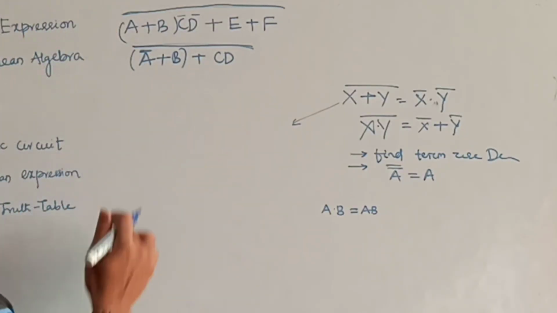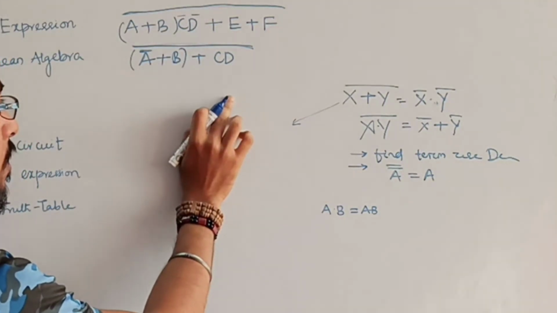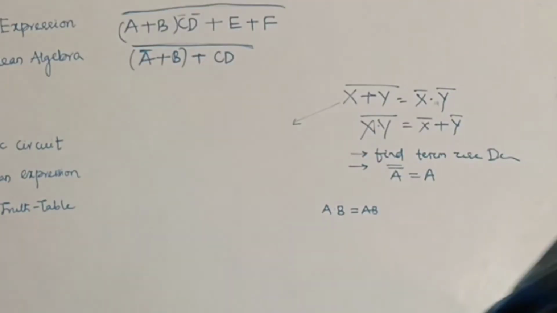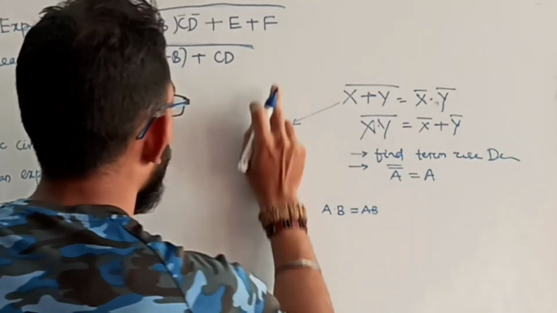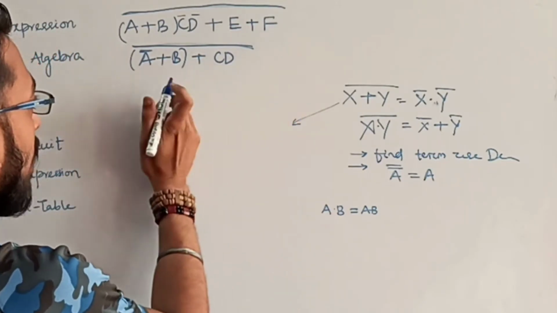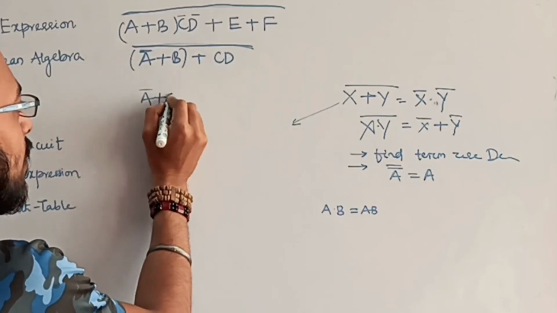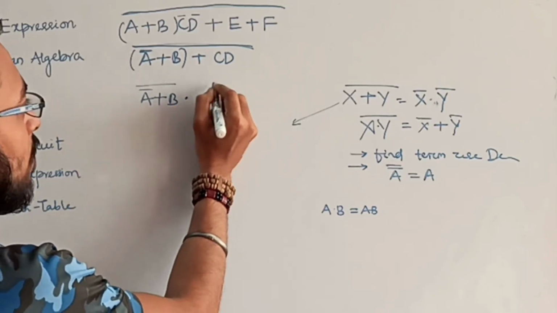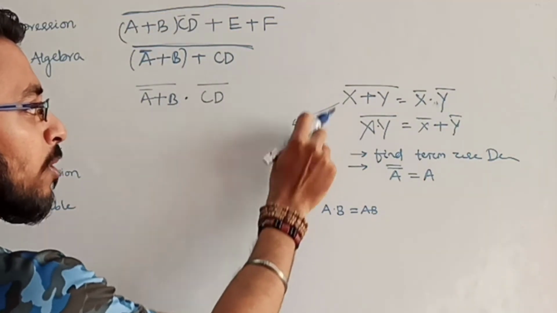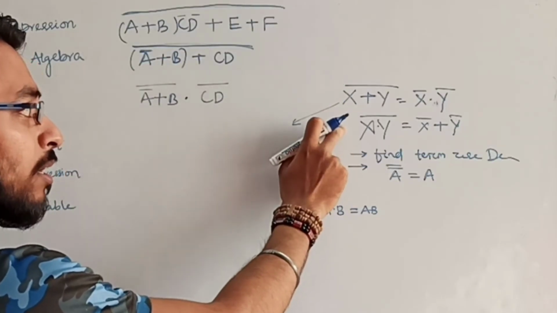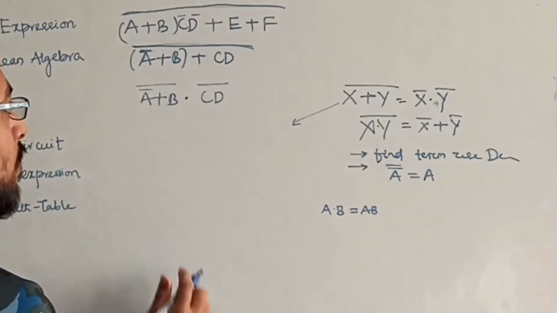Now this one. Here you see this is also x plus y whole bar. So I can write x bar dot y bar. So what is my x? This is my x bar, dot cd is nothing but my y bar. At a time don't apply both formulas. First apply either this one or this one.